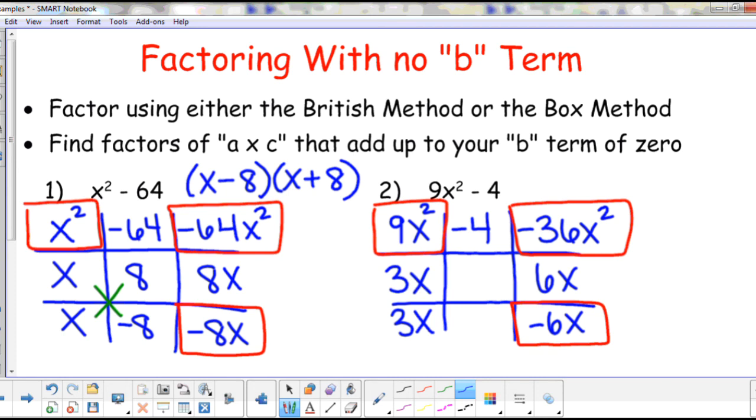3x times what will give me a negative 6x? That would be a negative 2. And negative 2 times what is a negative 4? That would be a positive 2. I'm going to crisscross those for the answer as well, and I get 3x plus 2 and 3x minus 2.